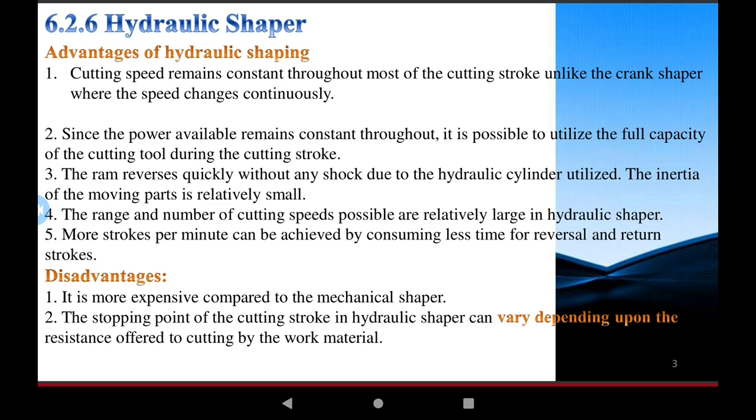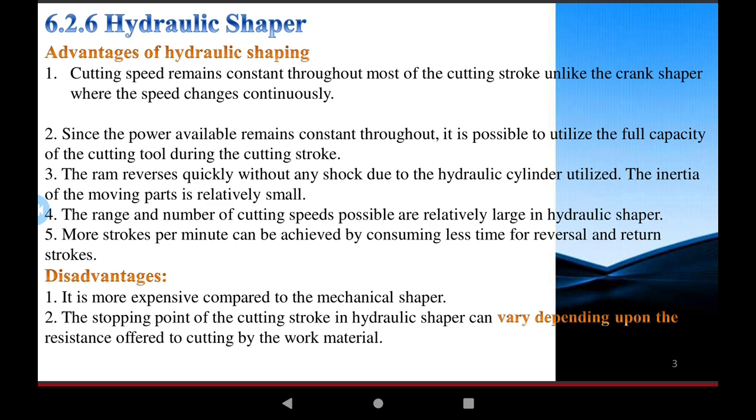Okay, and the cutting speed for the metals, the cutting speed and forward stroke are given for the work. The third point: the ram reverses quickly without any shock due to the hydraulic cylinder utilized. In this operation, the machine uses a hydraulic cylinder.